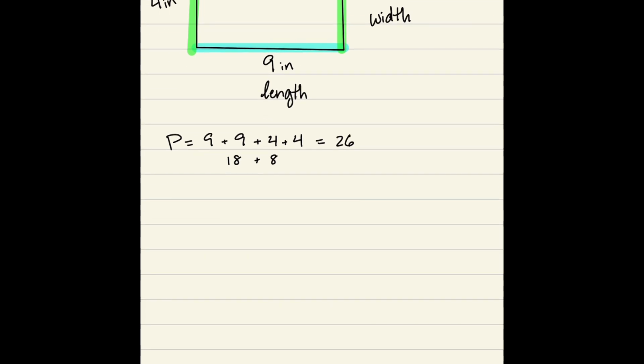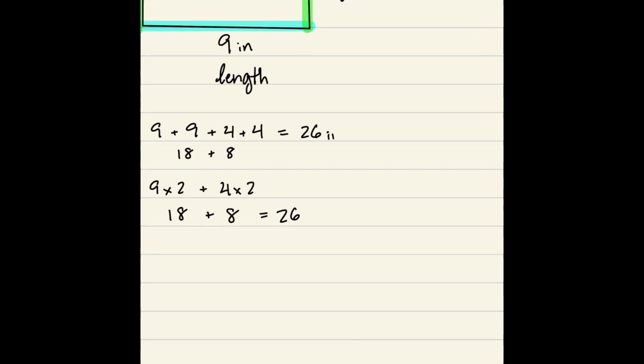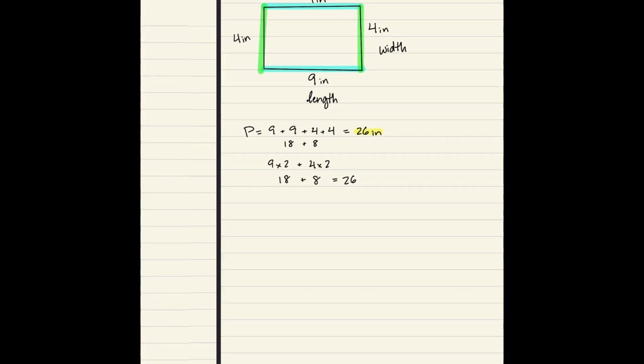Another way of doing that is saying 9 times our two sides plus 4 times our two sides. We get 9 times 2, which is also 18, plus 4 times 2, which is 8, equals 26. So it's the same thing, but this one is addition, and this one is multiplication. Okay, so we know that our perimeter is going to be 26 inches. That is our answer for perimeter.